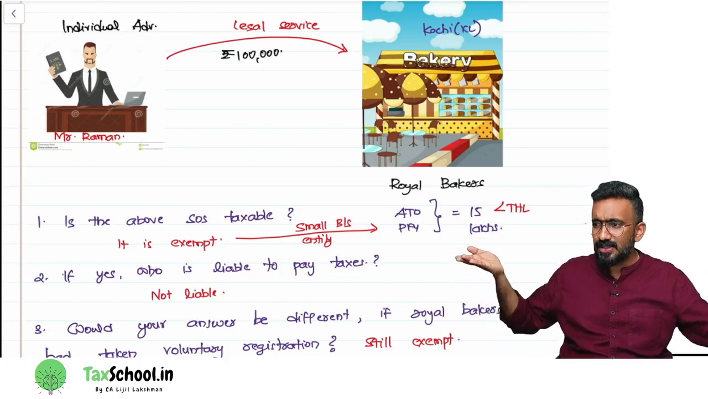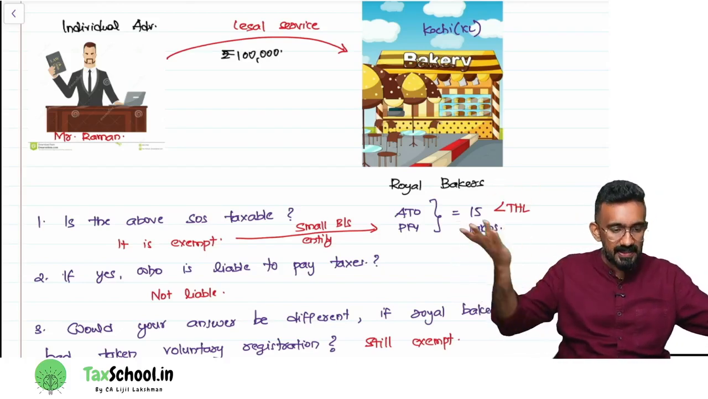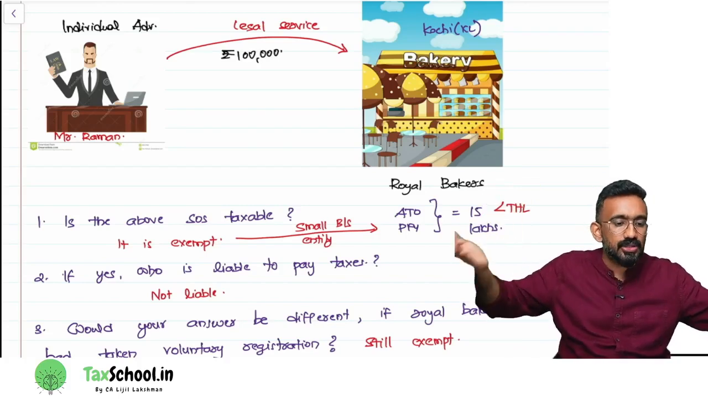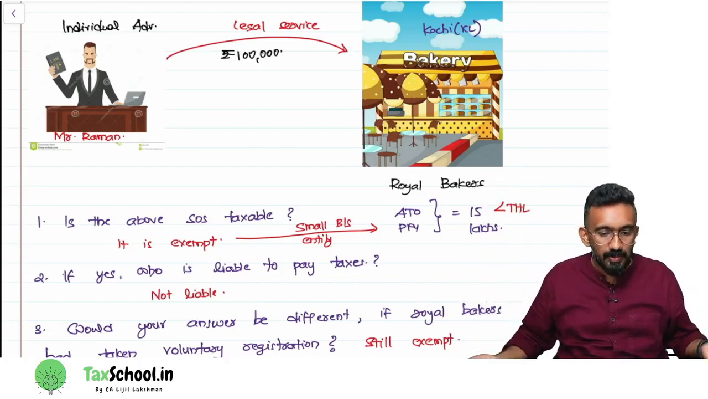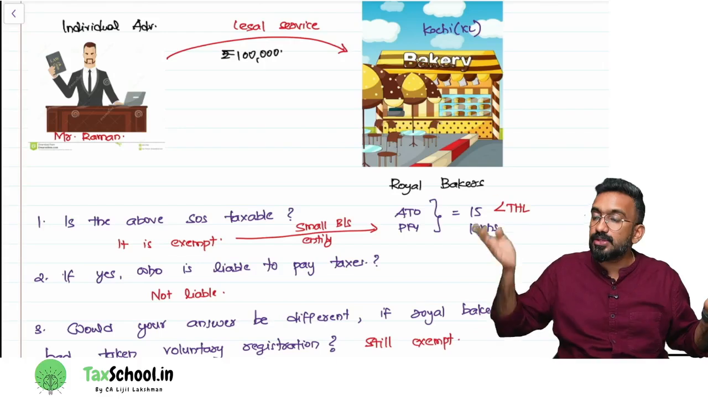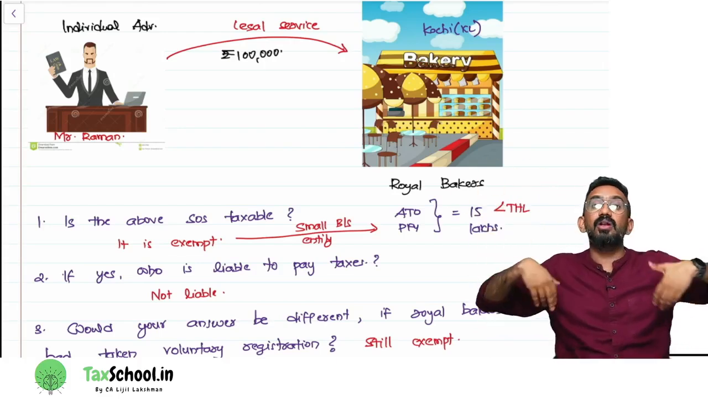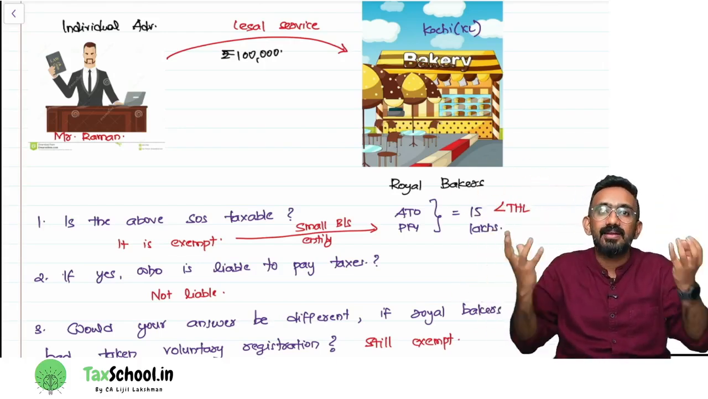I have written the second question: if yes, who is liable to pay? Hey, it is exempt. If it is exempt, there is no question of charge, because nobody needs to pay when it's exempt. I will ask the question of who has to pay, supplier, recipient and all, only when it is taxable.